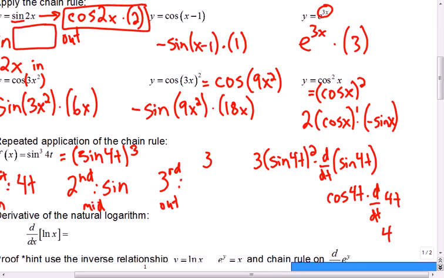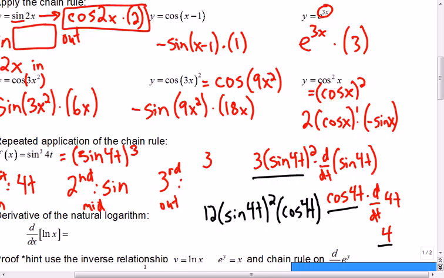So here are the pieces. 1, 2, 3. All 3 pieces make up the complete derivative. So for example, I would write this out as 3, sorry, that would be a 12 once I put those two together. So 12 sine 4t squared times the cosine of 4t.